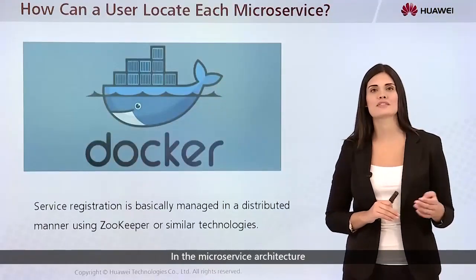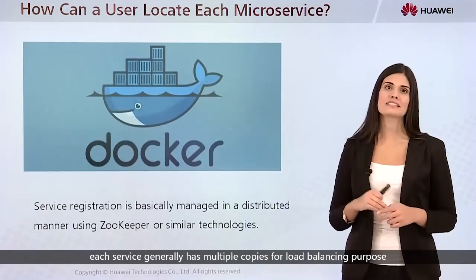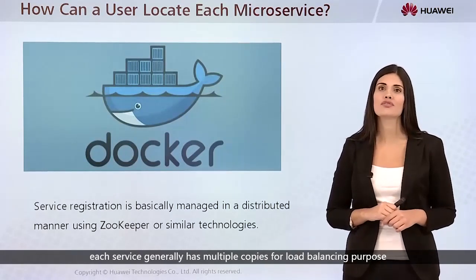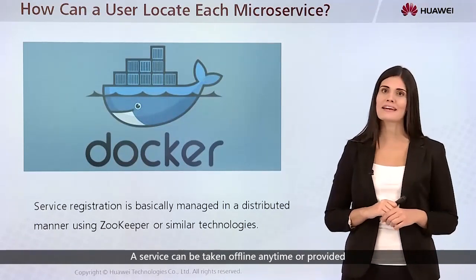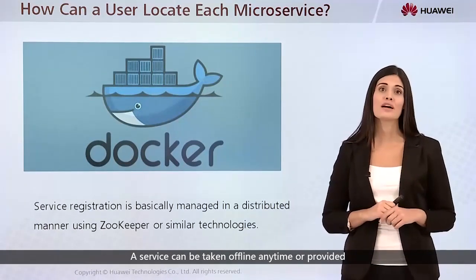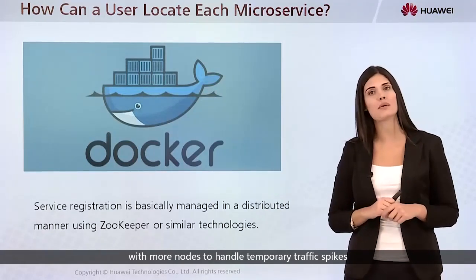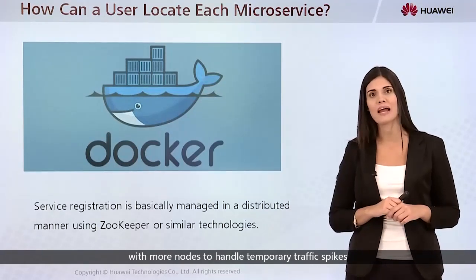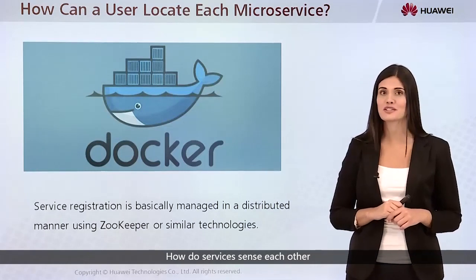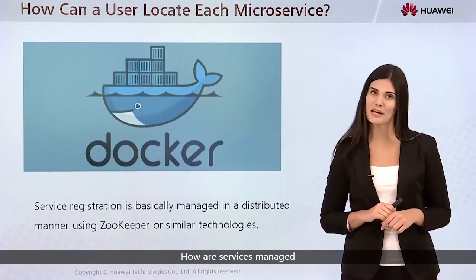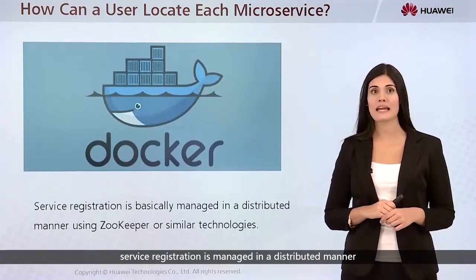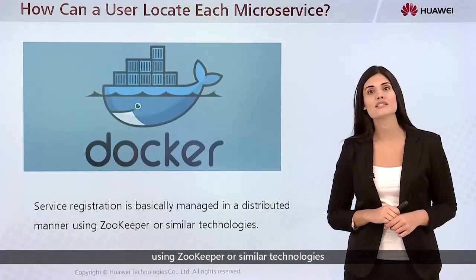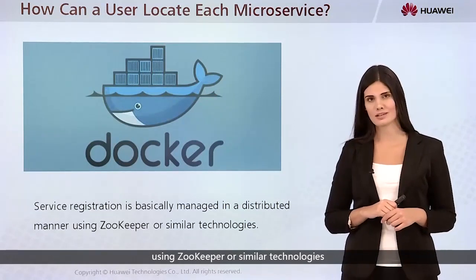In the microservice architecture, each service generally has multiple copies for load balancing purposes. A service can be taken offline at any time or provided with more nodes to handle temporary traffic spikes. How do two services sense each other? How are services managed? Basically, service registration is managed in a distributed manner using Zookeeper or similar technologies.